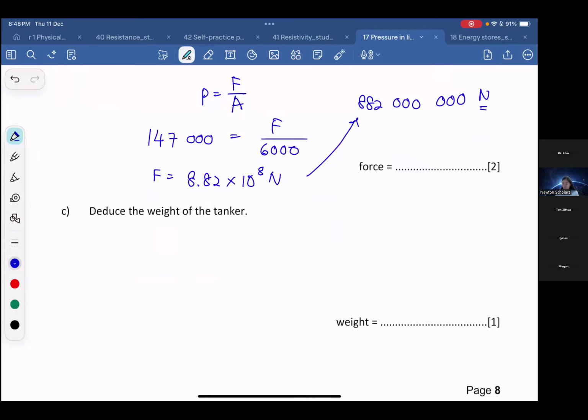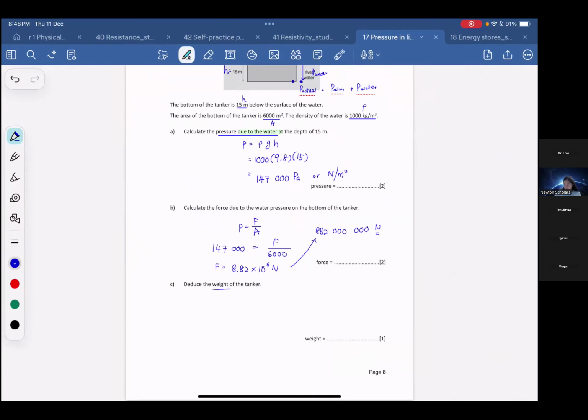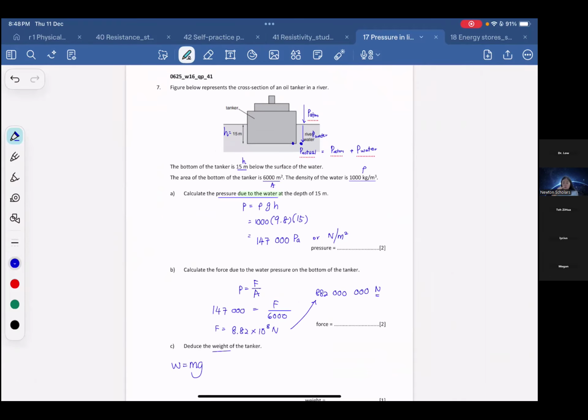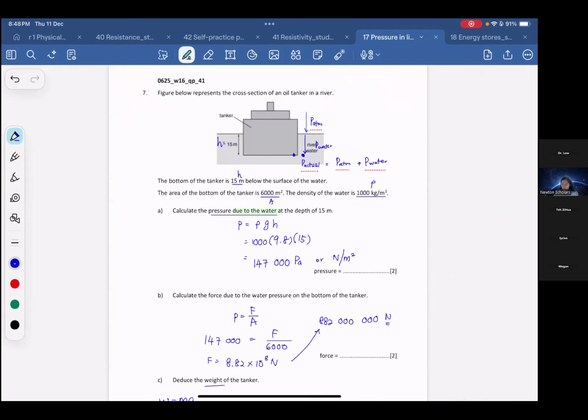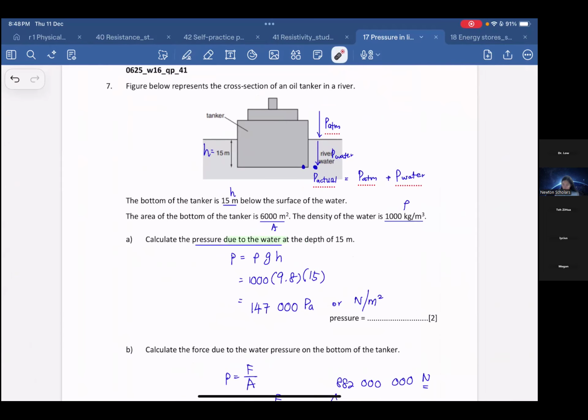Okay, deduce the weight. How do I know, teacher? Normally, when we want to do calculation for weight, W equals mg. This is the first formula that will come into our brain. But here, we don't know the mass. Then how do we know the weight? We reread the question. This figure shows the oil tank in a river, the bottom part. So there is no mass.